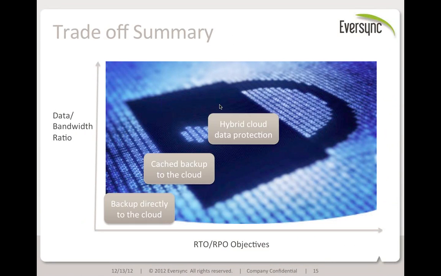So to summarize some of the trade-offs, just in terms of your requirements, I think two of the key trade-offs are your data to bandwidth ratio. How much data do you have relative to your bandwidth capability? And then on the x-axis, what are your recovery time and recovery point objectives? If you have low recovery time objectives, you can wait a few days to get your data, and you have really poor bandwidth, or you have relatively low data relative to your bandwidth, then backing up directly to the cloud is a good option.